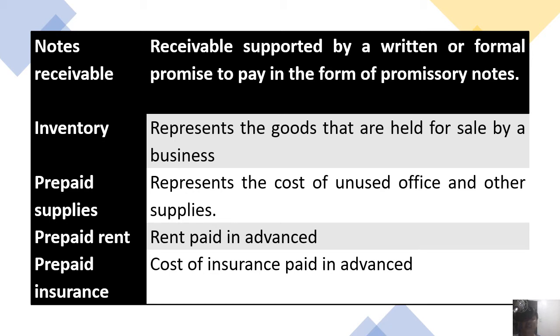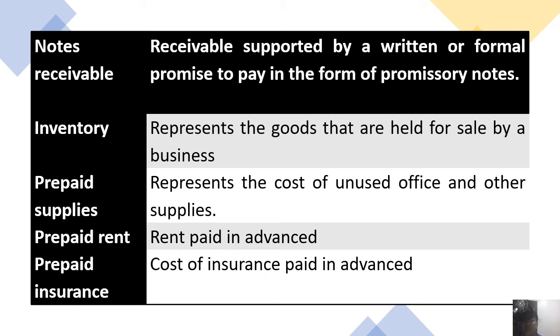Ang pagkakaiba lang doon sa accounts receivable, walang written promise. So dito mayroong written or formal promise to pay. Yung tinatawag nating promissory notes. So parehas silang sisingilin mo in the future, parehas silang nagsabi na magbabayad sila in the future. Ang kaso, ang kaibahan lang, ito, nagbigay siya ng black and white. May written promise yung customer o yung client.